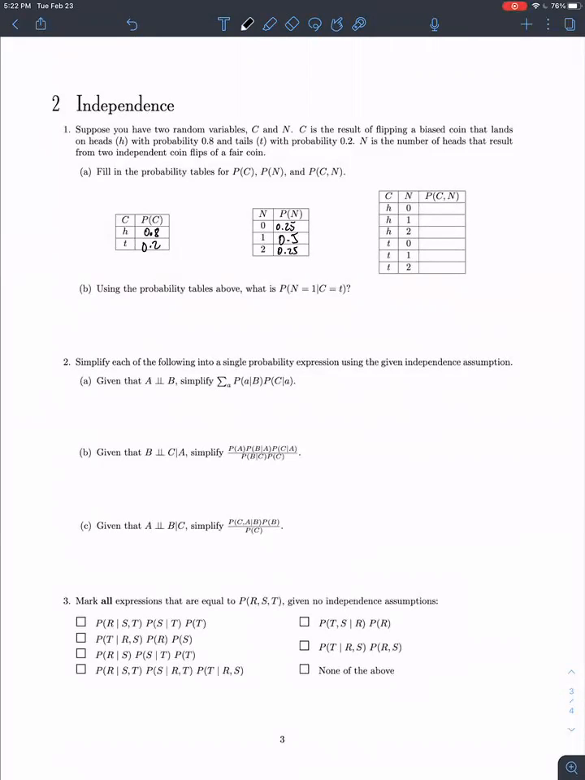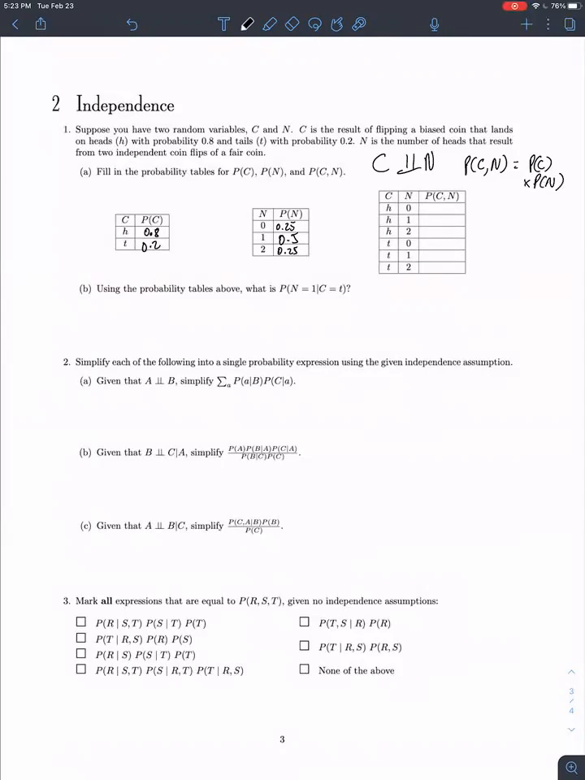Now, what's the probability of C and N? The thing is, these are independent events, right? There's no physical process connecting what happens when you flip a biased coin with what happens when you flip some fair coins. And there's no logical connection. There's no reason that one tells you the other. So C is independent of N. So probability of C and N is probability of C times probability of N.